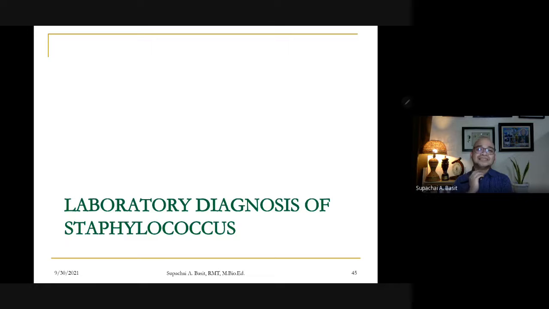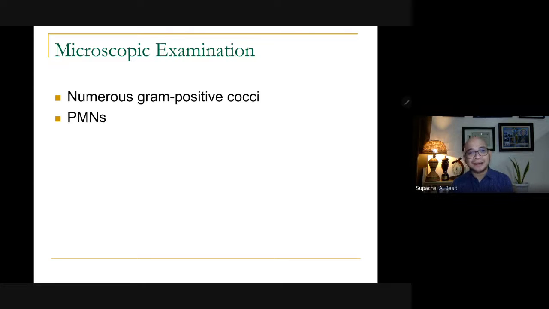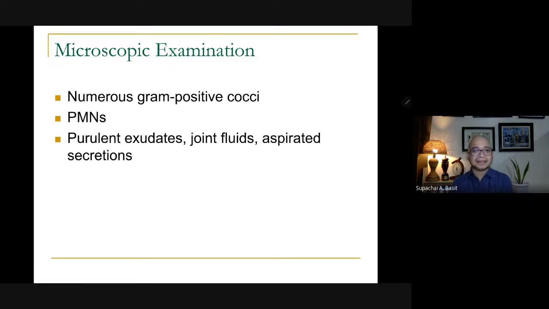Okay, so let's talk about the laboratory diagnosis of Staphylococcus. Basically, we have microscopic examination. Here, you'll be able to see numerous gram-positive cocci. And since they are pus formers, you'll be able to see neutrophils, PMNs, segmenters. If you are handling clinical specimens, you would be able to isolate them from purulent exudates.